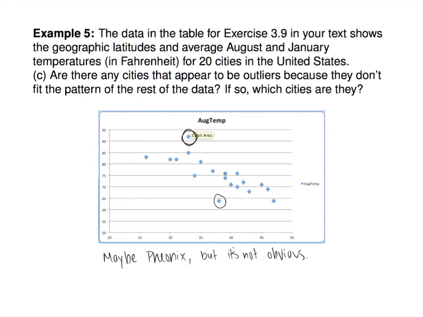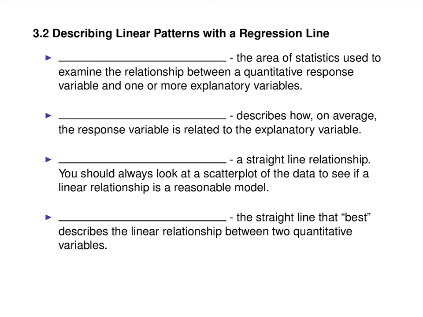Okay, now that we have some tools to deal with scatter plots, our question is, how do we find that line that fits and goes through the best points? The area of statistics that is used to examine the relationship between a quantitative response variable and one or more explanatory variables is called regression analysis. We are going to focus on the one explanatory variable case, but it is definitely possible to do 3, 4, 5, 6, 7 explanatory variables.